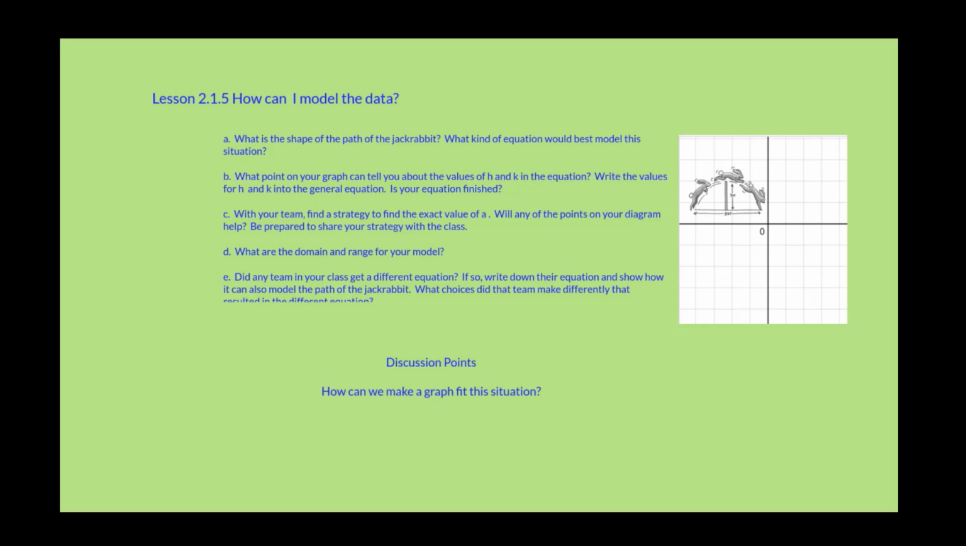All right. With your team, find a strategy. So in class, you'd find a strategy to find also the exact value of A. So we're going to go through that a little bit, but we're trying to get exact too. So what we'll do is we'll get as close as we possibly can with an equation in Desmos, but then I'm also going to show you an exact way to find it using your Texas Instrument calculator, which is really going to be important. What are the domain and range for this model? So we will figure that out once we get our equation going.